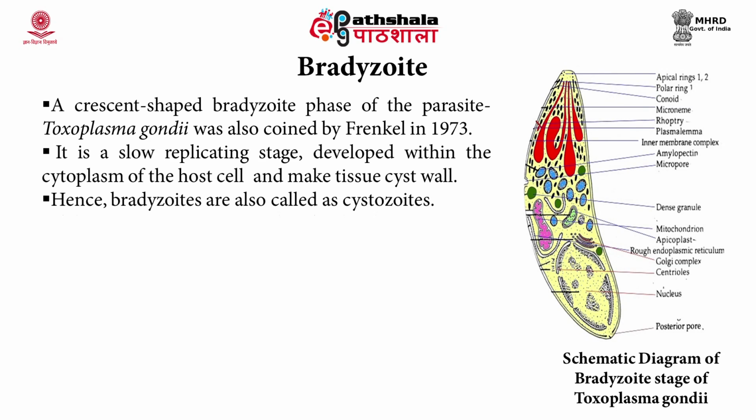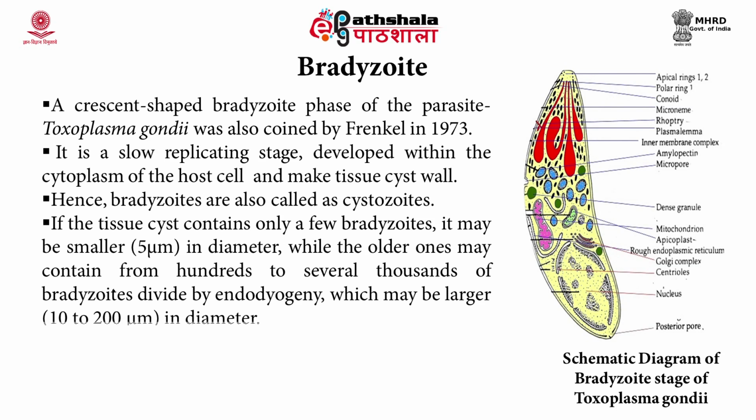Hence, Bradyzoites are also called cystozoites. If the tissue cyst contains only a few bradyzoites, it may be smaller in diameter, like 5 micron, while the older ones may contain from hundreds to several thousands of bradyzoites divided by endodyogeny, which may be larger in diameter, like 10 to 200 micrometer.